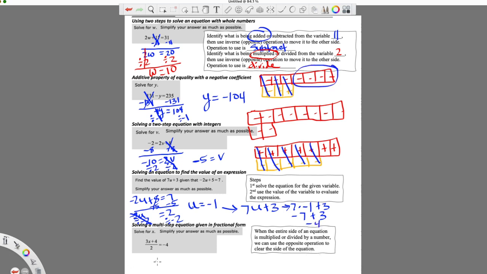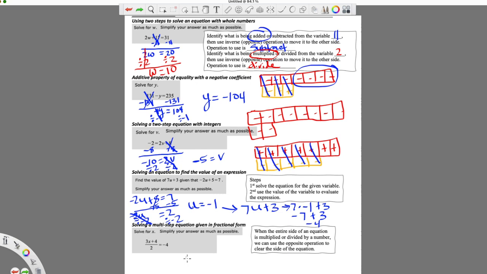All right, so the last one here, we have simplify your answer as much as possible, and we are given that we have a fraction on one side and an integer, a -4 on the other side. So when the entire side of an equation is multiplied or divided by a number, we can use the opposite operation to clear that side of the equation. So instead of just immediately going to what's being added or subtracted, let's deal with this entire side being divided by 2, because that's going to simplify this problem. That's what we want to do first.